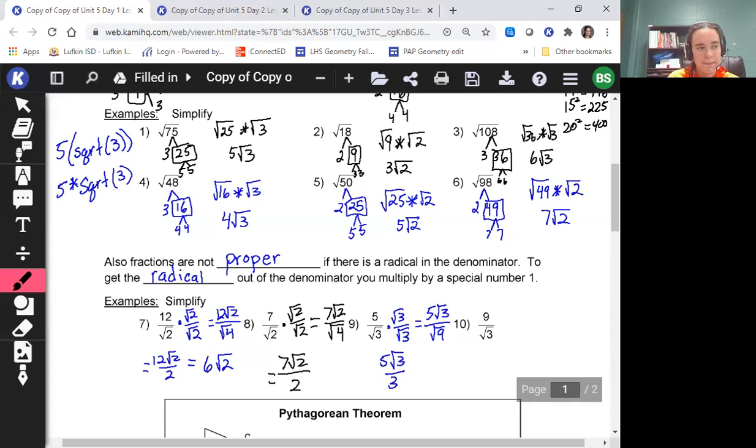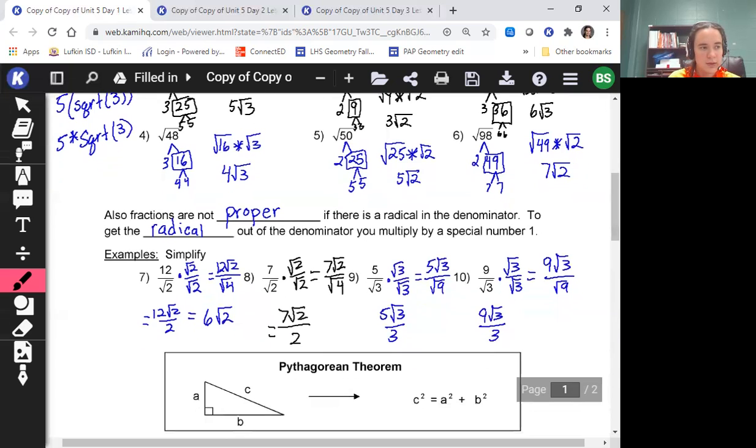The next one, still multiplying by the square root of 3 over the square root of 3. And again, still multiplying across. So 9 square root of 3 over the square root of 9. And the square root of 9 is 3. So we've got 9 square root of 3 over 3. And 9 is divisible by 3. So we've got 3 square root of 3.